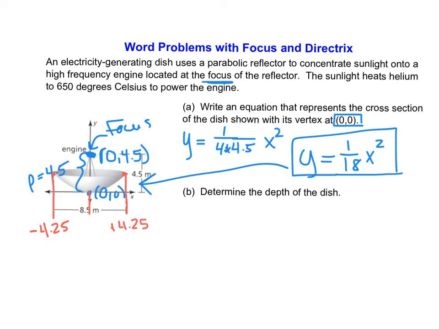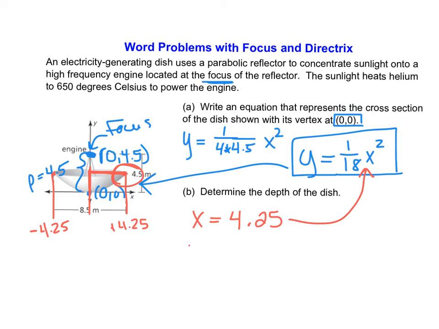So if we want to find the deepness of the dish or the height of the dish, we need to figure out what this high point is here when x equals a positive 4.25. So what we need to do is take our value of x equals 4.25 and substitute it into the equation that we found. If we do so, we will find the deepness of the dish because we'll find the height when x is 4.25.